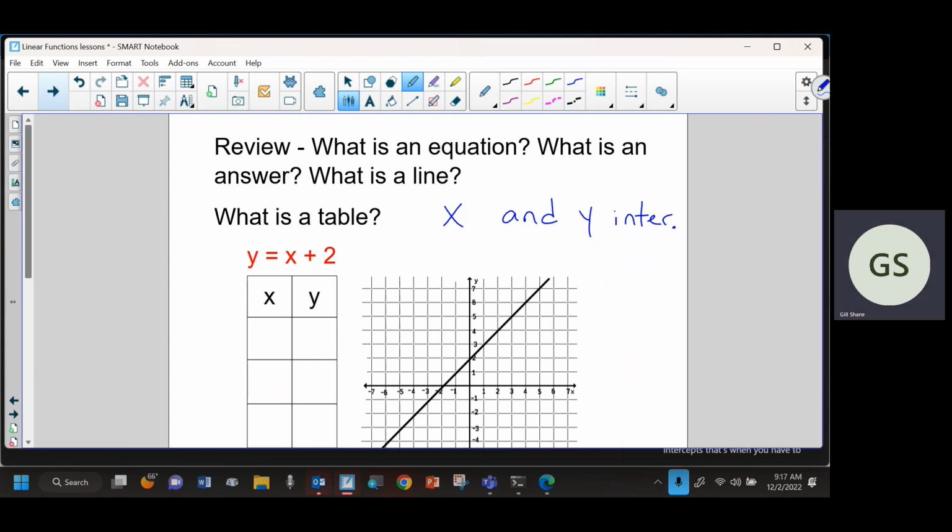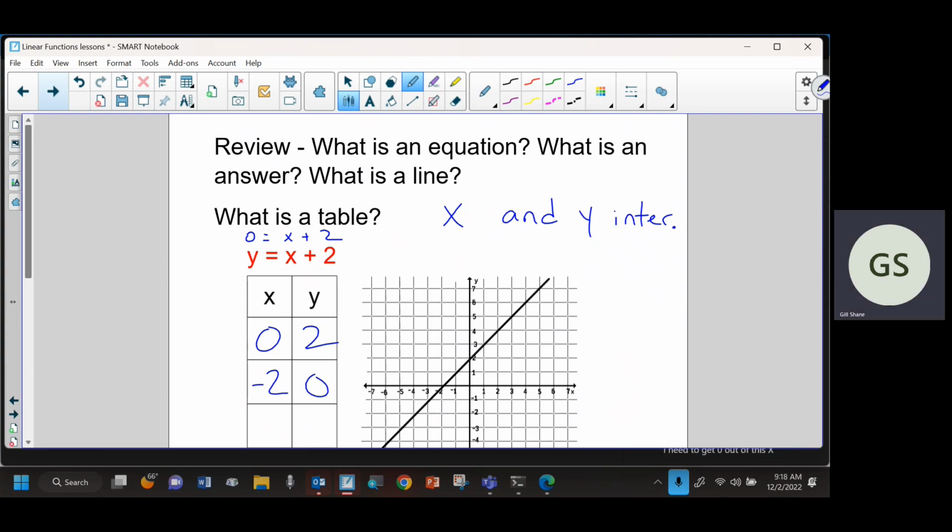If I say create it using X and Y intercepts, you have to choose 0 for X, because remember, every intercept has a 0 in it. And then you have to choose 0 for Y, because it has to have a 0 in it. Now you just plug those in and solve. If I plug 0 in for X, well, 0 plus 2 is 2, so Y equals 2. I'm going to go fast. You can always pause it and go back and rewind it if you need to. If I choose 0 for Y, well, what does X need to be? If I need to get 0 out of this X plus 2, well, X would have to be -2.